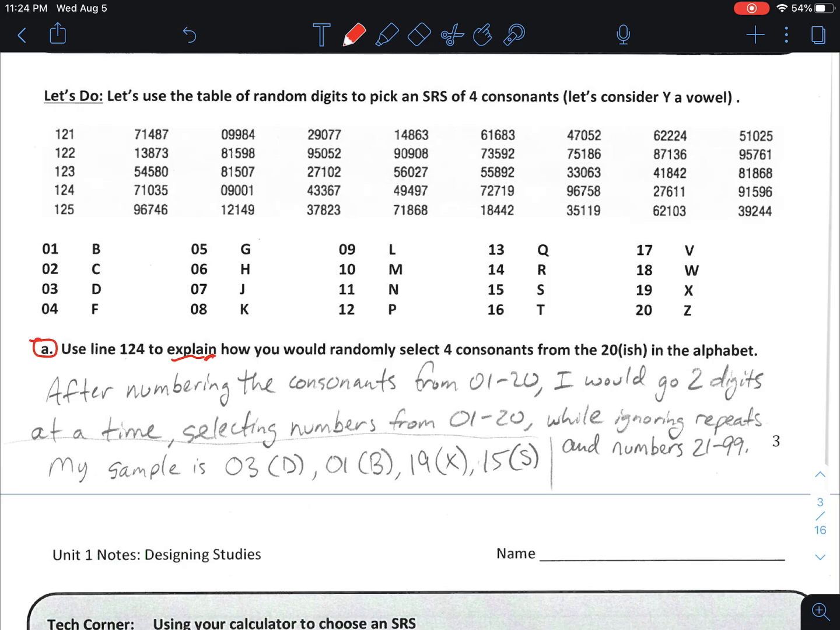Okay, so here's what we do. After numbering the contents from 01 to 20, basically what I just said a second ago, 2 digits at a time, selecting numbers from 01 to 20 while ignoring repeats and numbers 21 to 99. So you're going to have to say both of those things. You don't want anything from 21 to 99 and you don't want repeats. You take these 4 in your sample. 03, right? Because if you just did this really quickly, 71, 03 is good, 50, 90, 01, 43, 36, 74, 94, 97, 72, 71, 96, 99, 67, 58, 27, 61, 19, and 15.